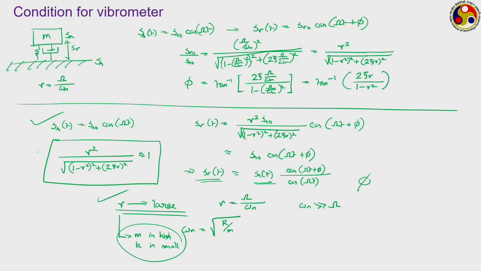but in a nutshell, the condition for using a spring mass damper combination as a vibrometer is that this ratio of R square upon root over 1 minus R square whole square plus 2 zeta R whole square has to be quite close to 1. Then only the resultant displacement, this SR, follows the imposed displacement, that is SS, with a certain phase lag, but follows quite well apart from this phase lag phi. Of course, the value of the phase lag can also be controlled by controlling the damping coefficient ratio.